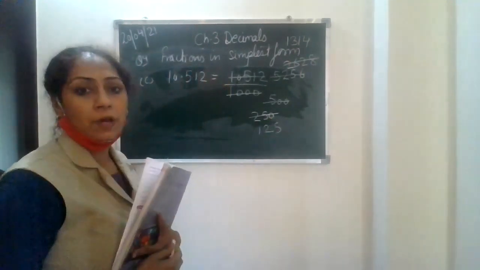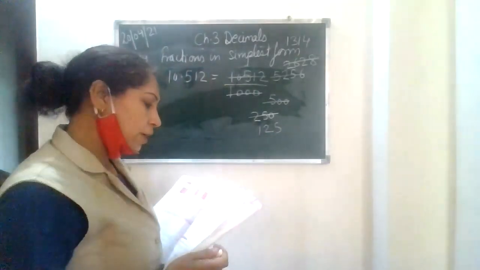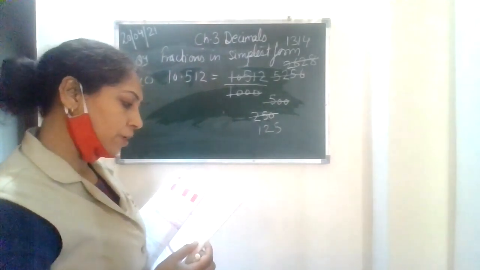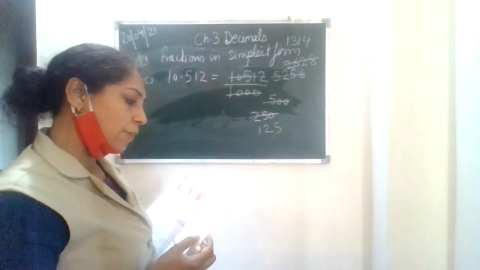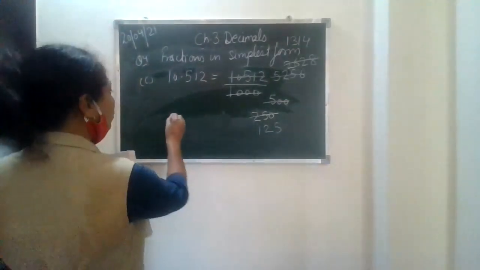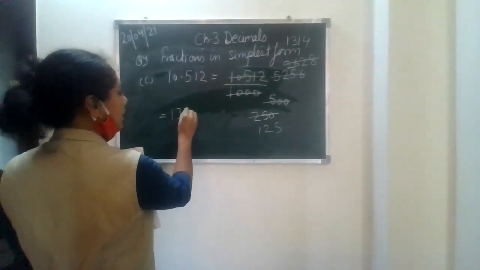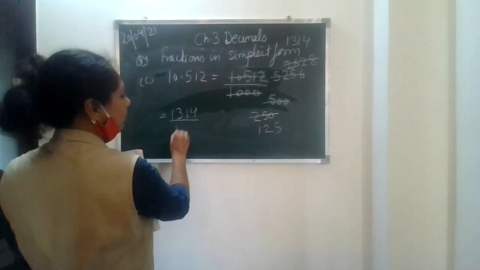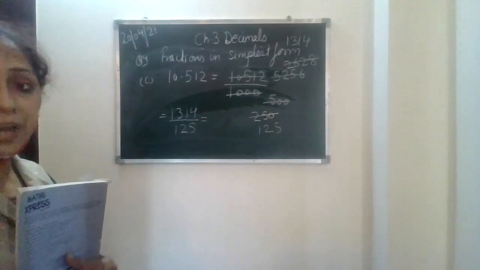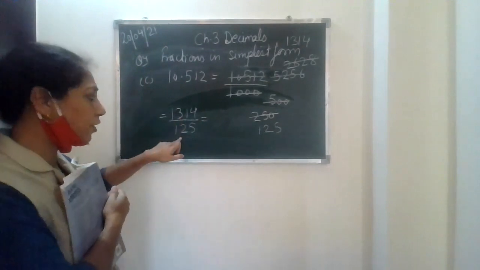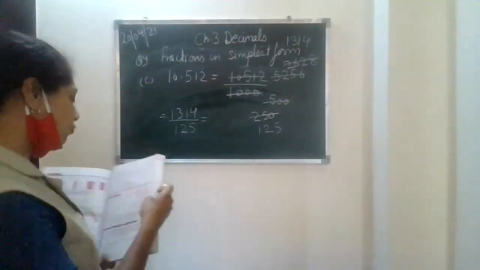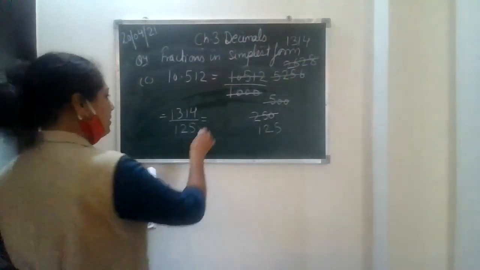Here we have to stop because now there is not much common number. So how are we going to do it? 1314 upon 125. Now there is no common factor. So we got it like this, but it is an improper fraction because the numerator is bigger than the denominator. We can write it into a mixed form.